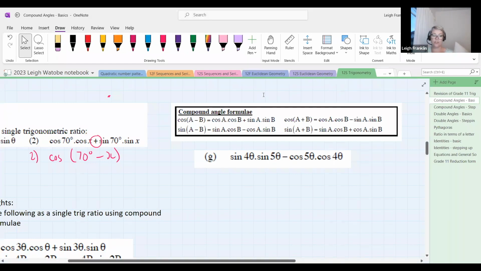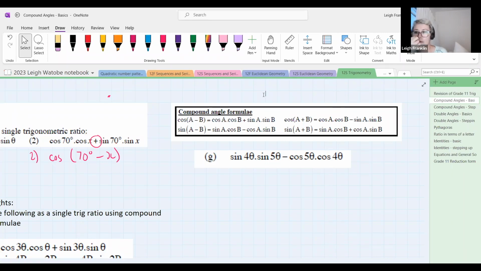What's wrong with question G? I say wrong in inverted commas. Ma'am, you see now question G, right? The expansion for it is going to be sine bracket A plus B, right? That one where it's sine A cos B plus cos A sine B.